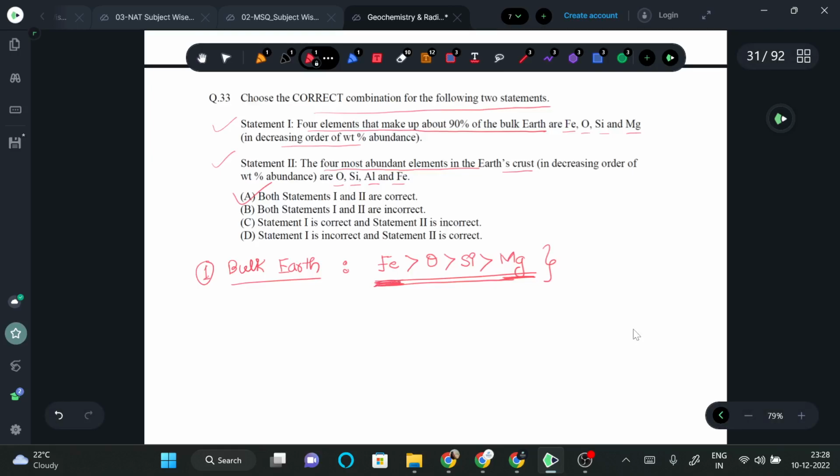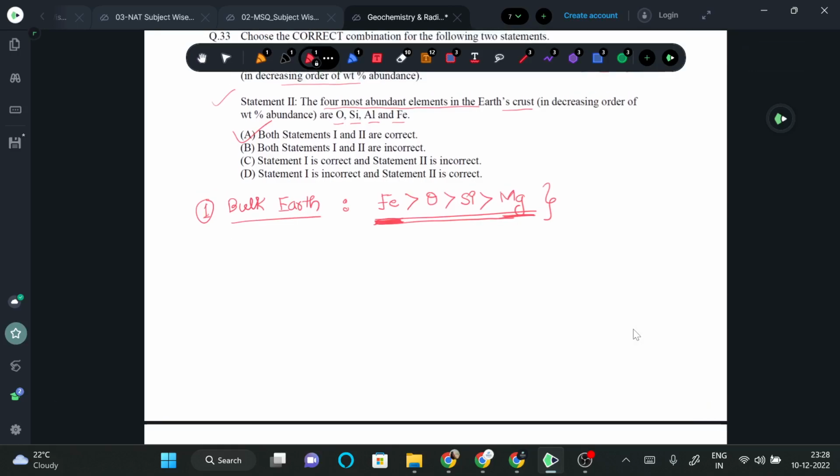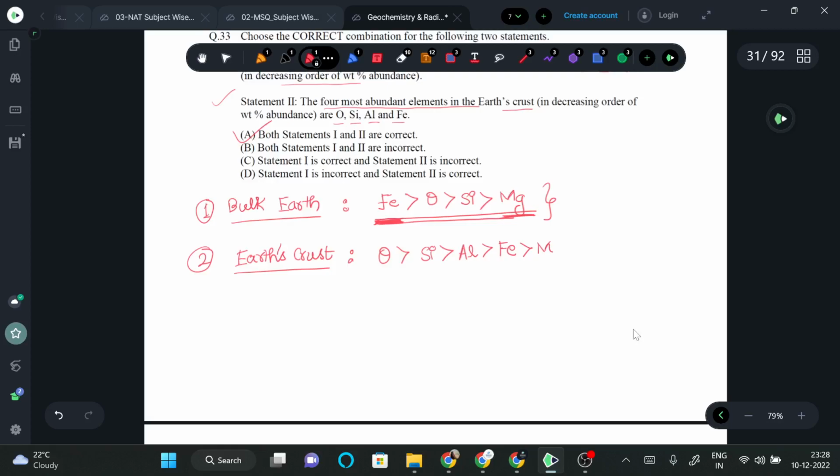Fe exceeds everything because it is there in huge proportions in the core, and the core has a considerable volume. And then the second statement is talking about Earth's crust, not mantle and not core. So in Earth's crust, oxygen is the most abundant, then we have silicon, then aluminium, and then iron, and then we have Mg and so on. So this is for Earth's crust.